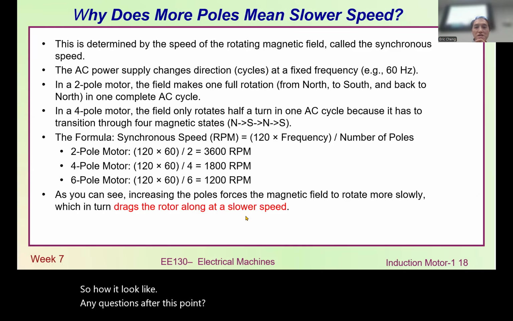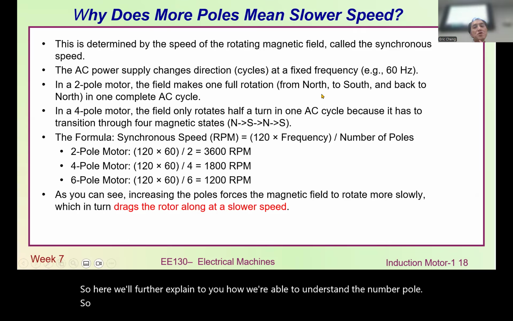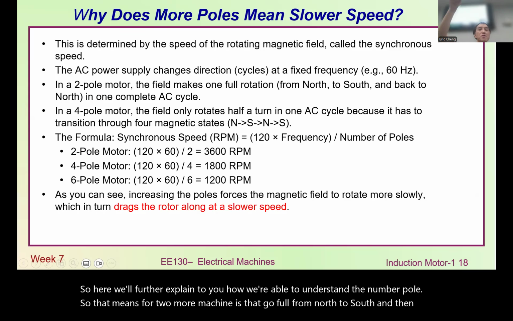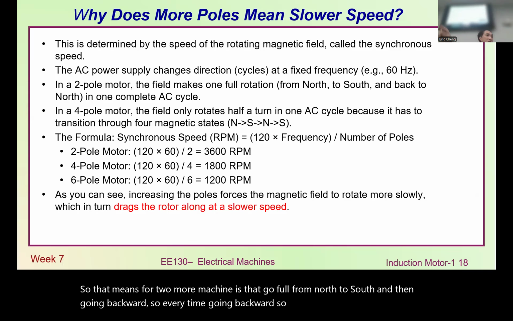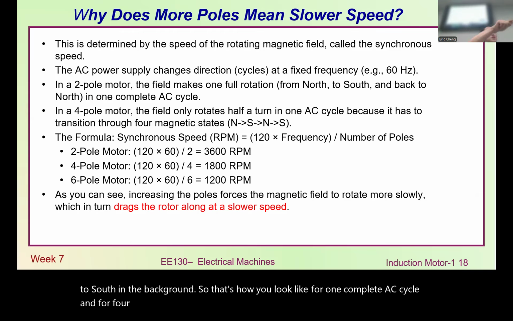So here we'll further explain how we are able to understand the number of poles. For a two-pole machine, you just go from north to south and then going backward, every time going backward. So you go north to south and then backward. That's how it looks for one complete AC cycle. And for four-pole, you go each time for each 90 degrees. So that's why the speed is reduced.